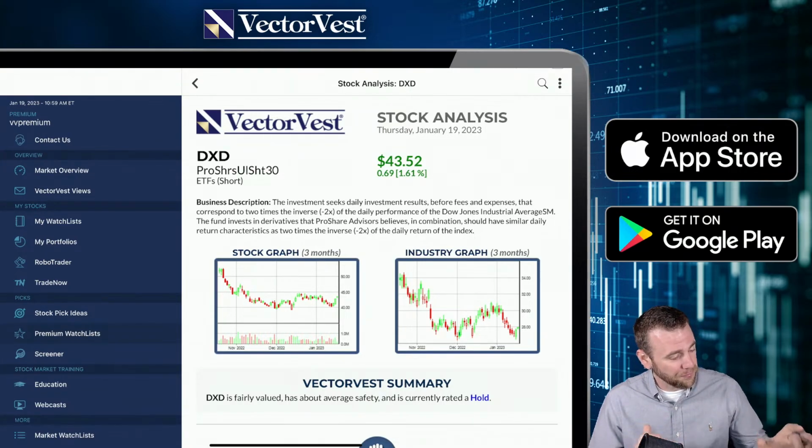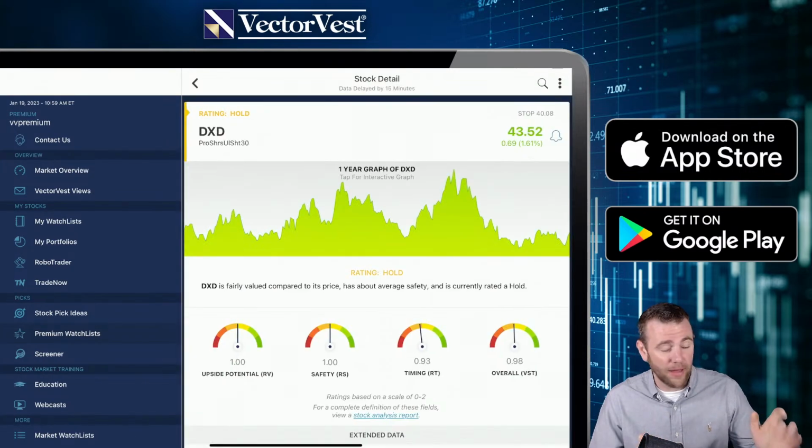All right. So, as I mentioned though, that said 2 times. There's 2 different styles of regular and inverse ETFs.